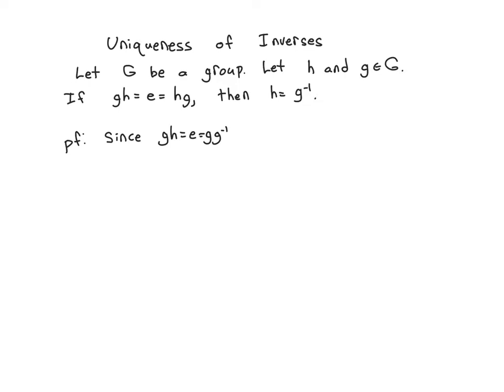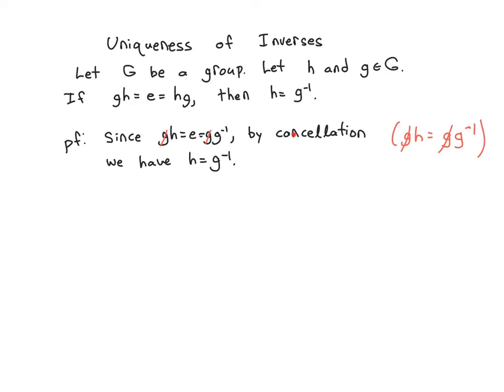And here I'm going to use this assumption. We have gh equals e, but at the same time we just proved that multiplying on the right by g inverse gives you the identity as well. So g times g inverse is equal to e. And so we have gh is equal to g times g inverse. Oh, but we just proved the cancellation property too, so we can cancel out the g's and we have h equals g inverse. And that's all she wrote.